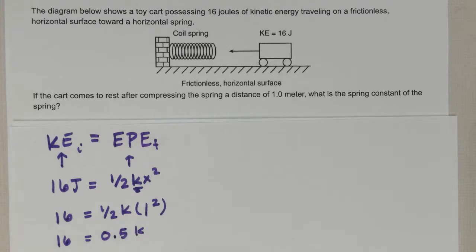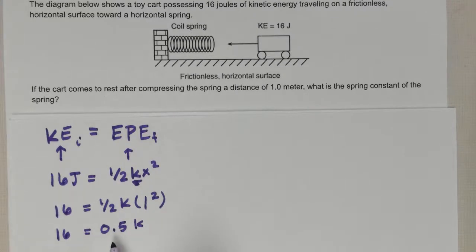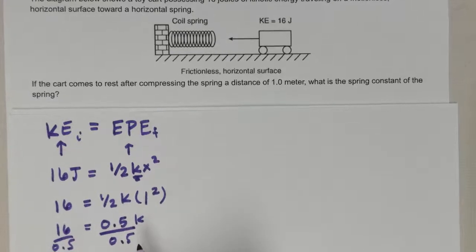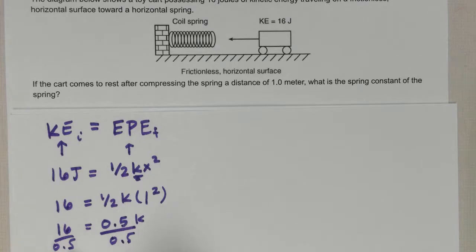If we want to solve for k to isolate our variable, we just need to divide both sides by 0.5. Dividing by 0.5 is the same thing as multiplying by 2 because we're dividing by a half right now, which means that if we do that, we're going to find that we have a k of 32 newtons per meter.